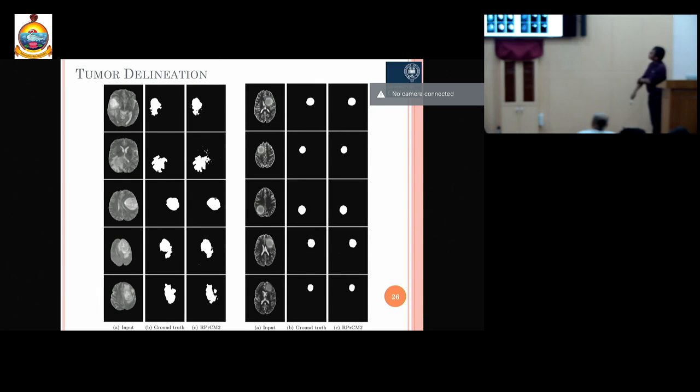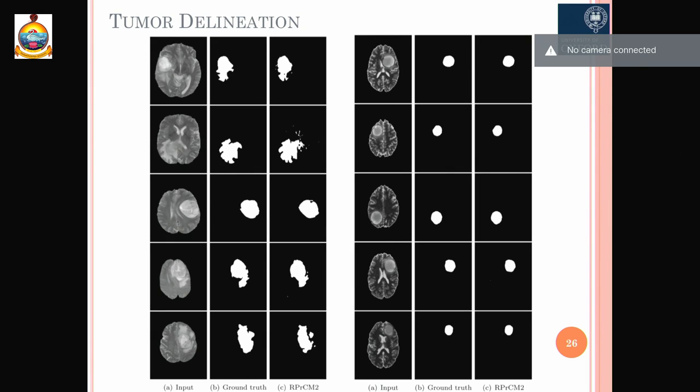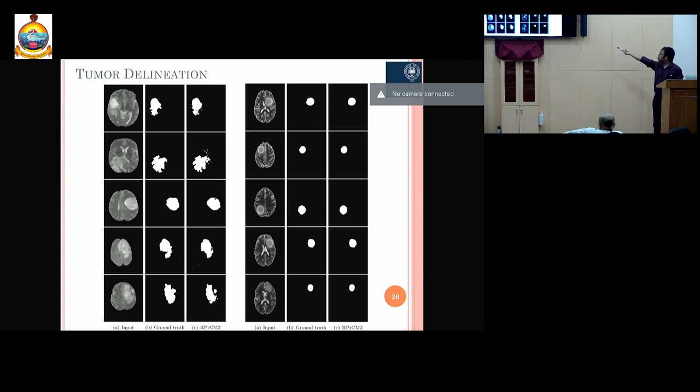And this is an example of the tumor delineation. These are some of the brain MR images, and our objective was to isolate the tumors, and these are some of the results of the tumor segmentation. And our results are much more accurate. You see, without having any training knowledge, supervised knowledge, we are still able to create the delineated tumors, which are similar to the ground truth.